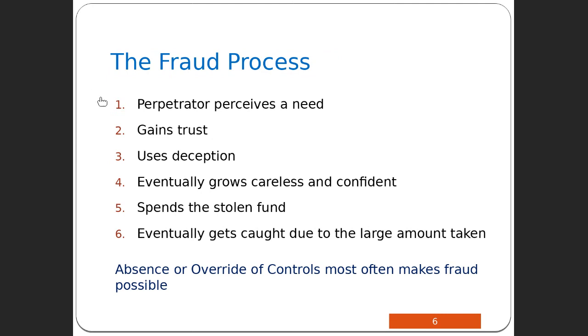Now, the process of the fraud. The perpetrator, the person who does the fraud, perceives a need. Now, there's a difference between a need and a want. We often say, I need, but it's actually I want. So you need food, but you want a particular type of food. You need transportation, but you want a particular type of car. You need a watch to stay up to date with time, but you want a particular brand. So the person who's going to do the fraud has a perceived need, meaning he or she feels that there is a need, but it's actually not a need.